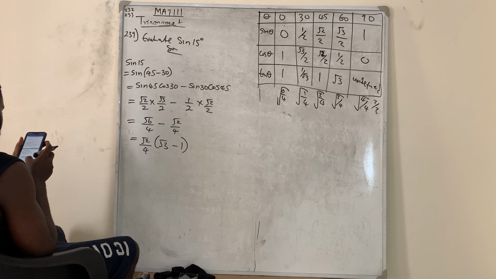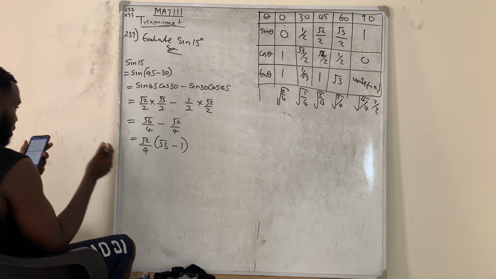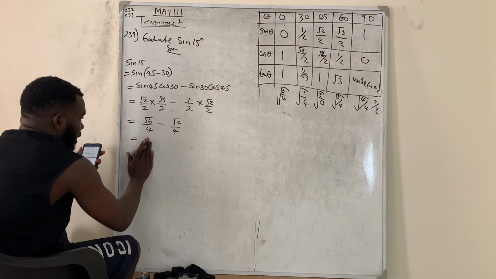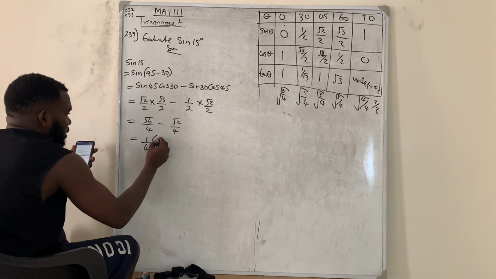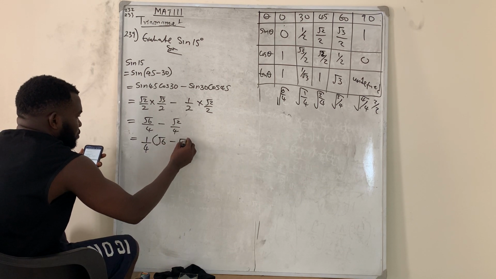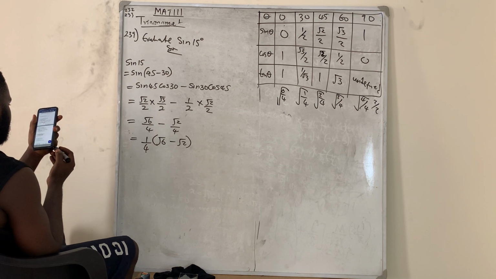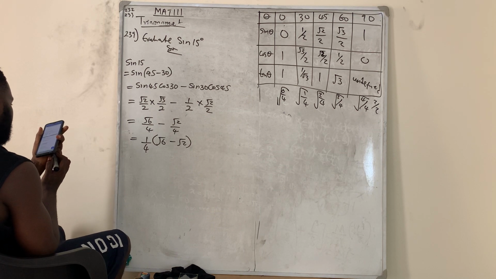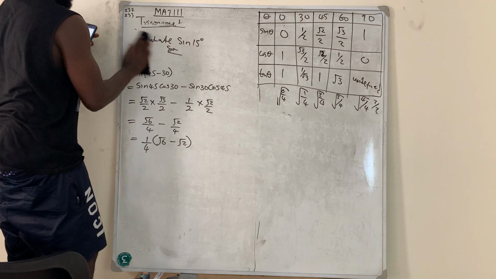So that is the answer for that. So we move to the next question, which is, okay, this one is not there. What is there is 1 over 4, which they decided to bring out, root 6 minus root 2. So this particular one is there, option A. So we move to the next question, question number 240.